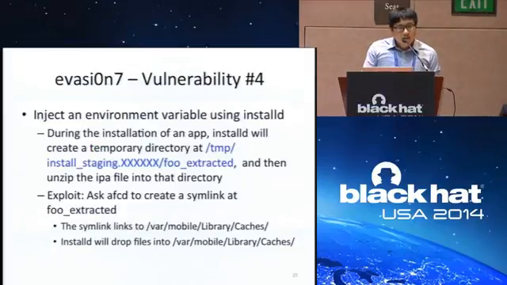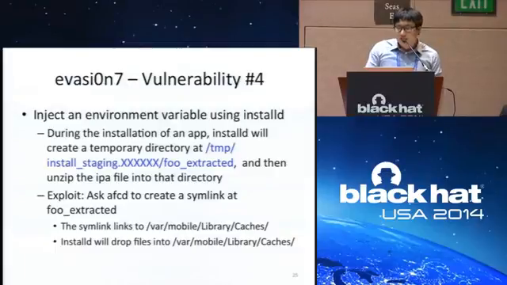Evasion 7 utilized a bug in the installd that is caused by a race condition on extracting zip archive on the directory. So on installation, installd will create a temporary directory at /tmp named like install staging with some random numbers, and then unzip their IPA archive into that directory. However, there exists a race condition.